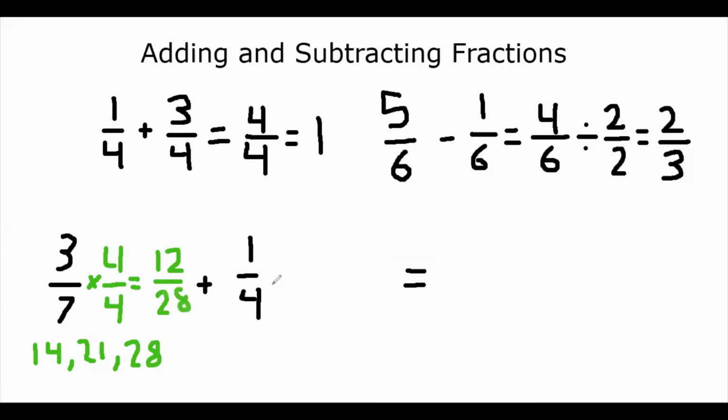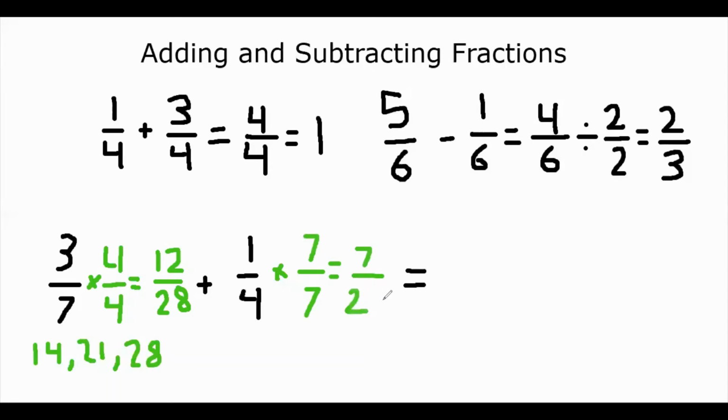Now we got to do the same thing to 1 over 4. What do you multiply to 4 to get 28? Well, that's going to be 7. Whatever we do to the bottom, we got to do to the top. So that's going to get me 7 over 28.